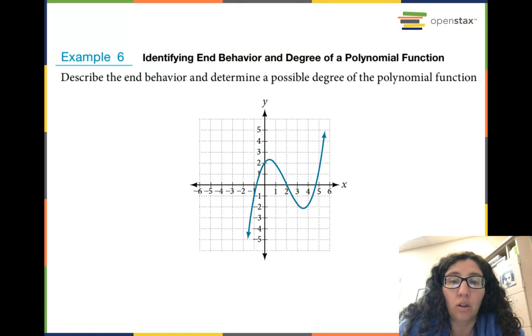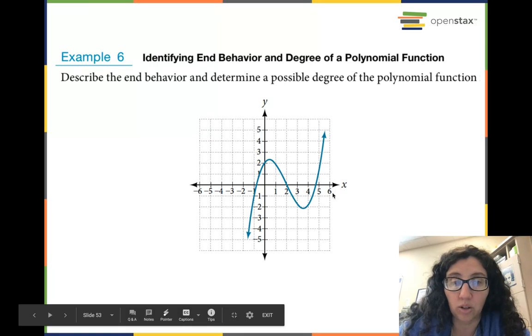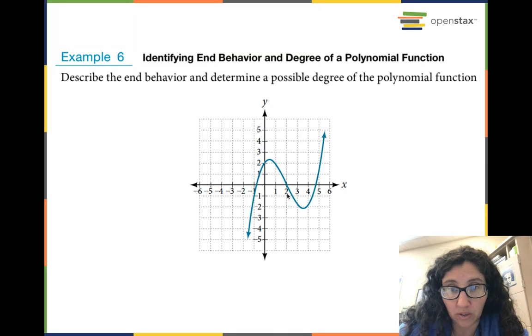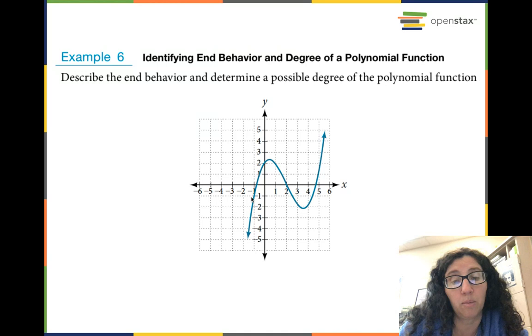Okay, so let's look at this graph. Describe the end behavior and determine a possible degree of the polynomial function. Well, as x goes to infinity, f of x goes to positive infinity. And as x goes to negative infinity, f of x goes to negative infinity. That's a fancy way of saying up on the right, down on the left. And a possible degree, well, this is like x cubed, right? So it's going to be odd, with a positive coefficient.